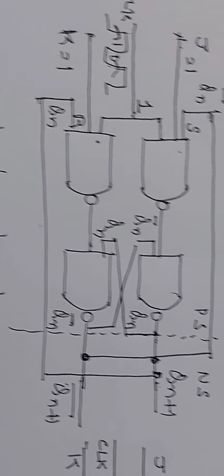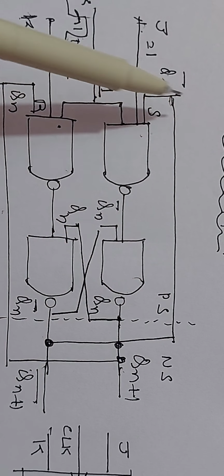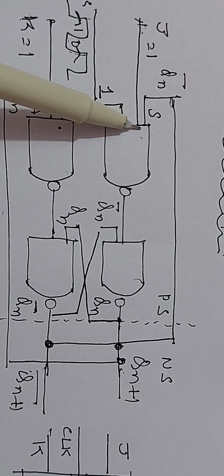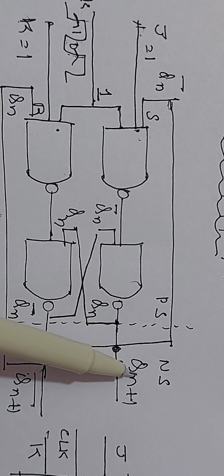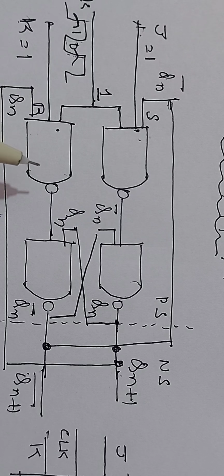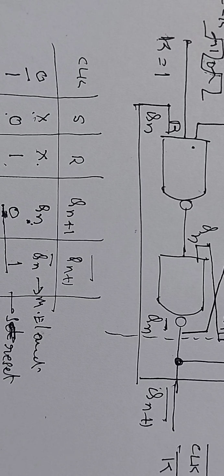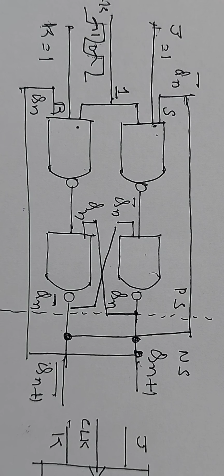How do you construct JK flip-flop? It is derived from the same clocked SR flip-flop, but the outputs are fed back to the inputs of the input NAND gates. Now let us study the working of JK flip-flop, and how the JK flip-flop converts the illegal condition of clocked SR flip-flop into a legal condition.